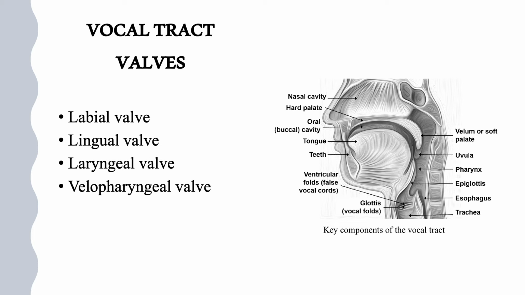The vocal tract also contains 4 different valves: the labial valve, lingual valve, laryngeal valve, and velopharyngeal valve. All of these valves help produce different sounds by changing the shape of the vocal tract. These valves house different articulators such as the velum, tongue, and lips. They help completely close or just constrict the vocal tract to produce these different sounds.